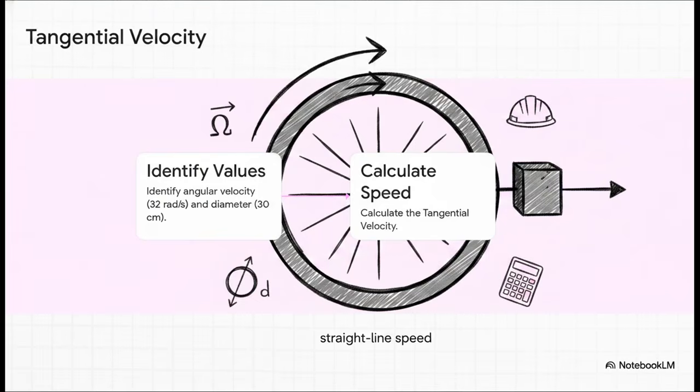Now, what's really interesting about this is applying it to a real calculation, without letting the math completely overwhelm us, of course. Imagine a rotating wheel inside a machine. We know its angular velocity is 32 radians per second, and its diameter is 30 centimeters. As a safety engineer, to find the tangential velocity, which is how fast that outer edge is actually whipping around, you first halve the diameter to get a 15-centimeter radius. Convert that to 0.15 meters, multiply by the 32 radians per second, and boom! You find the edge is moving at 4.8 meters per second. It's such a quick, elegant way to translate a spinning motion into a straight-line speed.